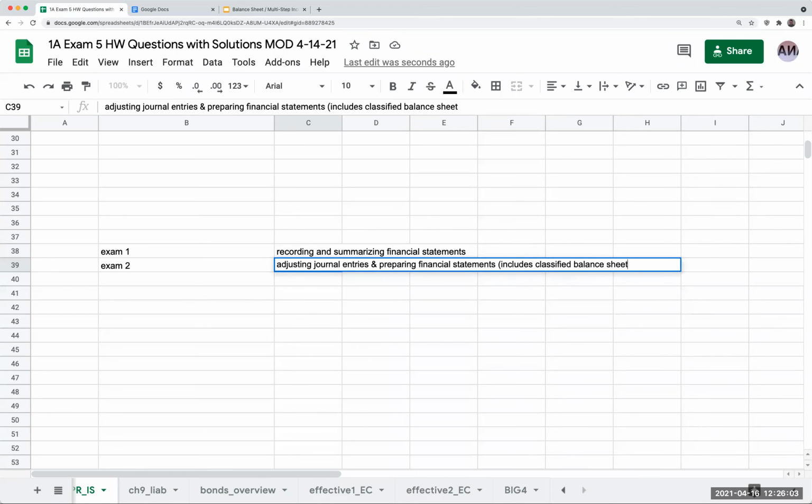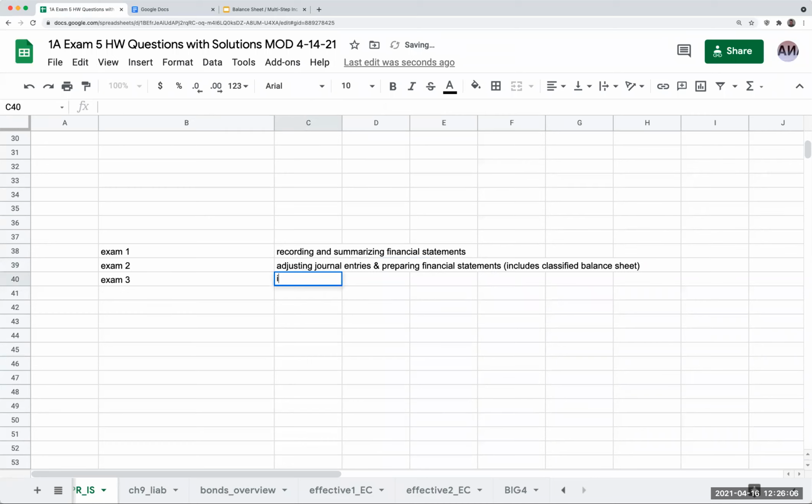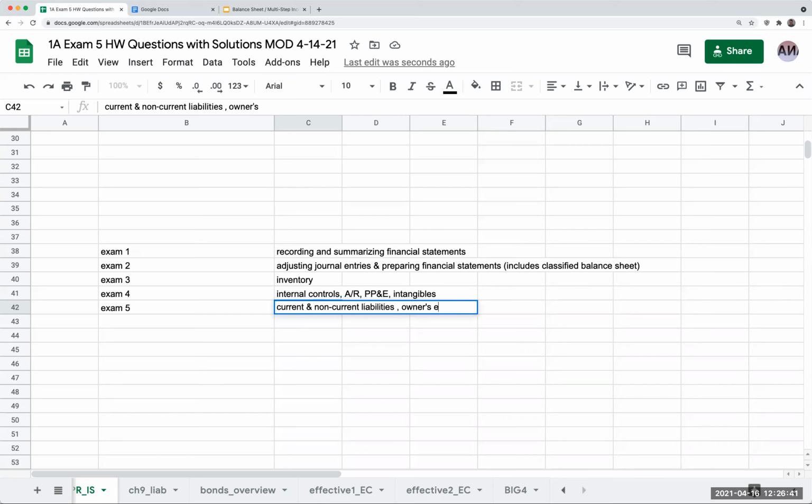And as I was going through, exam 3 typically deals with inventory, exam 4 is going to generally deal with internal controls, bank reconciliations, accounts receivable, as well as property, plant, and equipment, and intangibles. And then you have exam 5, which is going to deal with current and non-current liabilities, generally going to be bonds, loans, as well as owner's equity.